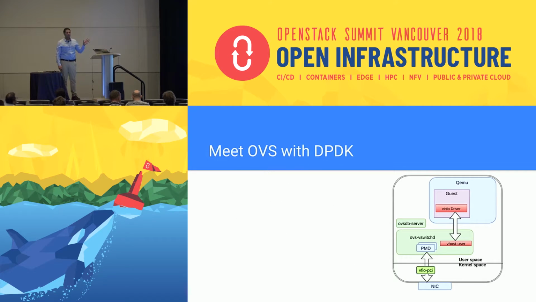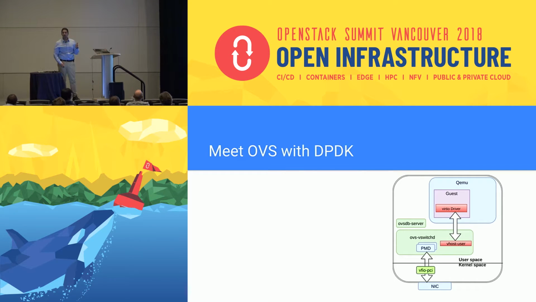So OVS with DPDK is basically the enabler. It allows you to connect your VMs in an OpenStack environment to DPDK and basically utilize it. And as you can see, this is a diagram for it. There is no kernel data path in this case. So the user space is basically the largest portion of it, but there is no kernel space altogether.